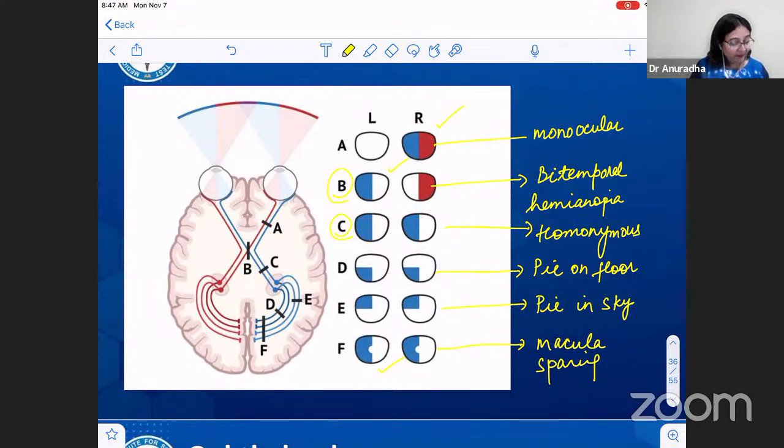But for optic radiations, the ones which pass through the parietal lobe, if there is a parietal lobe lesion, then it is pie on the floor, inferior quadrantanopia. If it is a temporal lobe lesion, then the optic radiations which are in the temporal lobe are affected, and they cause pie in the sky, superior quadrantanopia. Okay, beta?